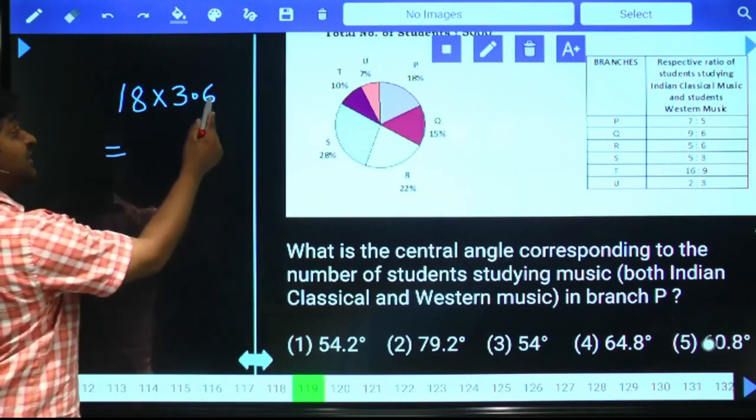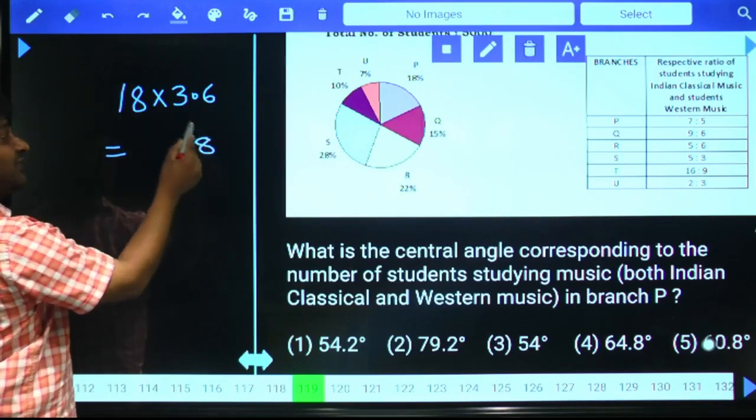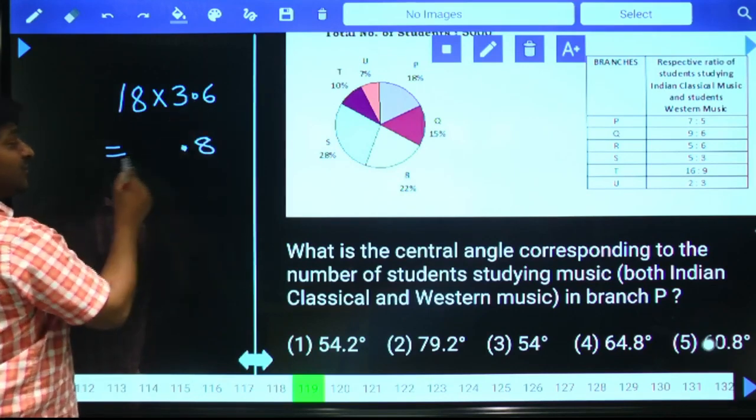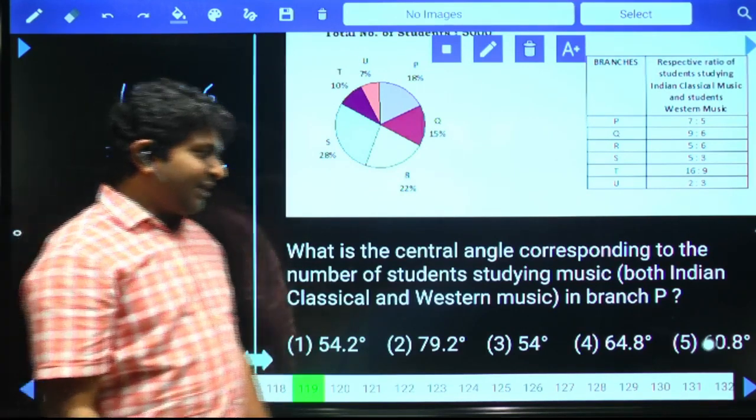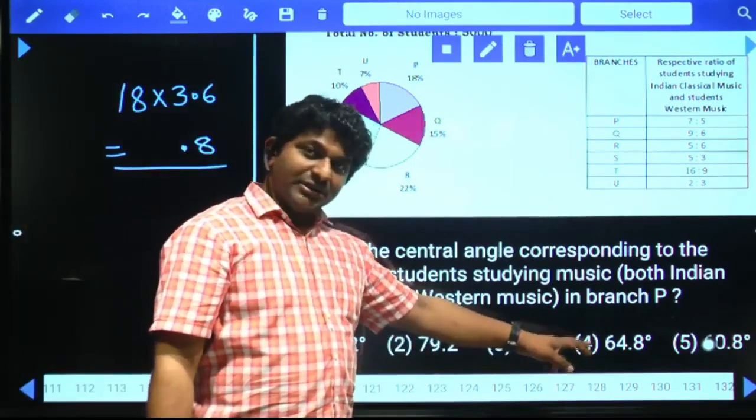Last digit verification. 6 into 8, 48. Answer should end with 8. And then you also have point. So your answer should have 0.8. 0.8, how many options are having? 2 options. Fourth and then fifth.